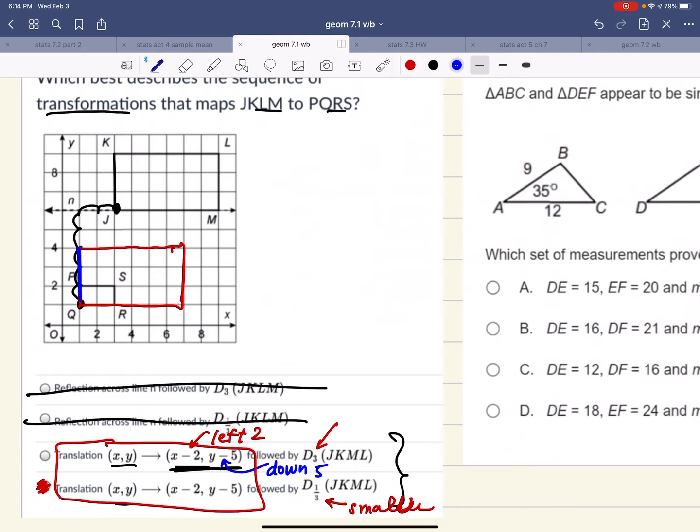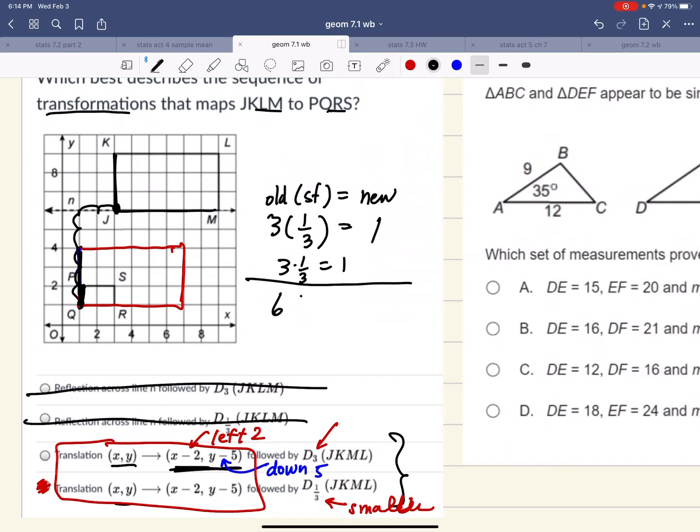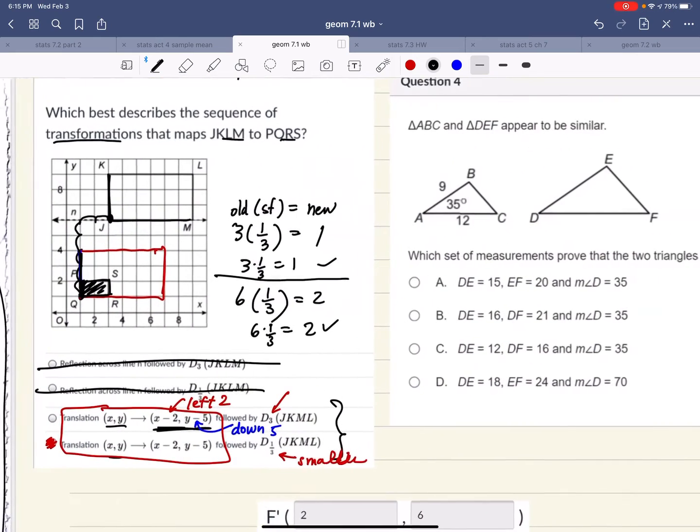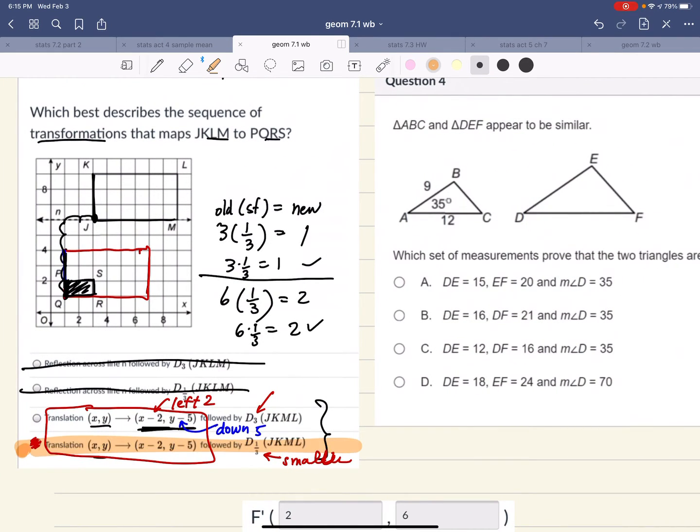Is the old dimension times the scale factor equal to the new dimension? The old dimension was a height of 3. If my scale factor was 1/3, my new dimension is 1. That's perfect. 3 times 1/3 is 1. I could do it with my width too. My old width is 6, and if I multiply by the 1/3 scale factor, my new width is 2. And yes, 6 times 1/3 is 2. Nice work, guys. So we picked the fourth one.